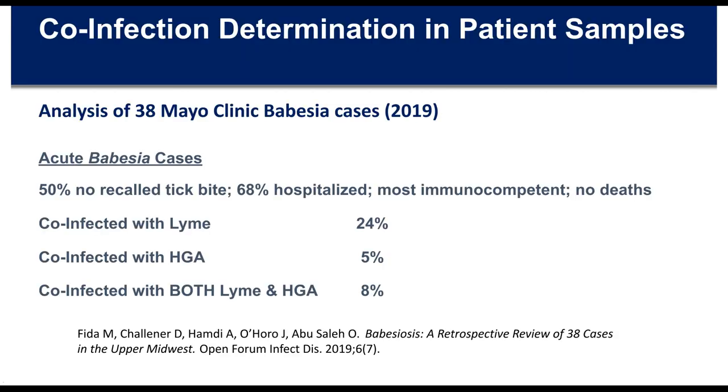So let's leave my data from my old lab and talk about Mayo Clinic data. They looked at a series of Babesia cases 2 years ago, and look at the numbers that were co-infected with the other pathogens. It's not trivial. If I have a case of Babesia and 24% of them also have Lyme, or 5 or 8% have other pathogens or multiple pathogens, for me, these numbers are big enough to make me want to look for these other germs.